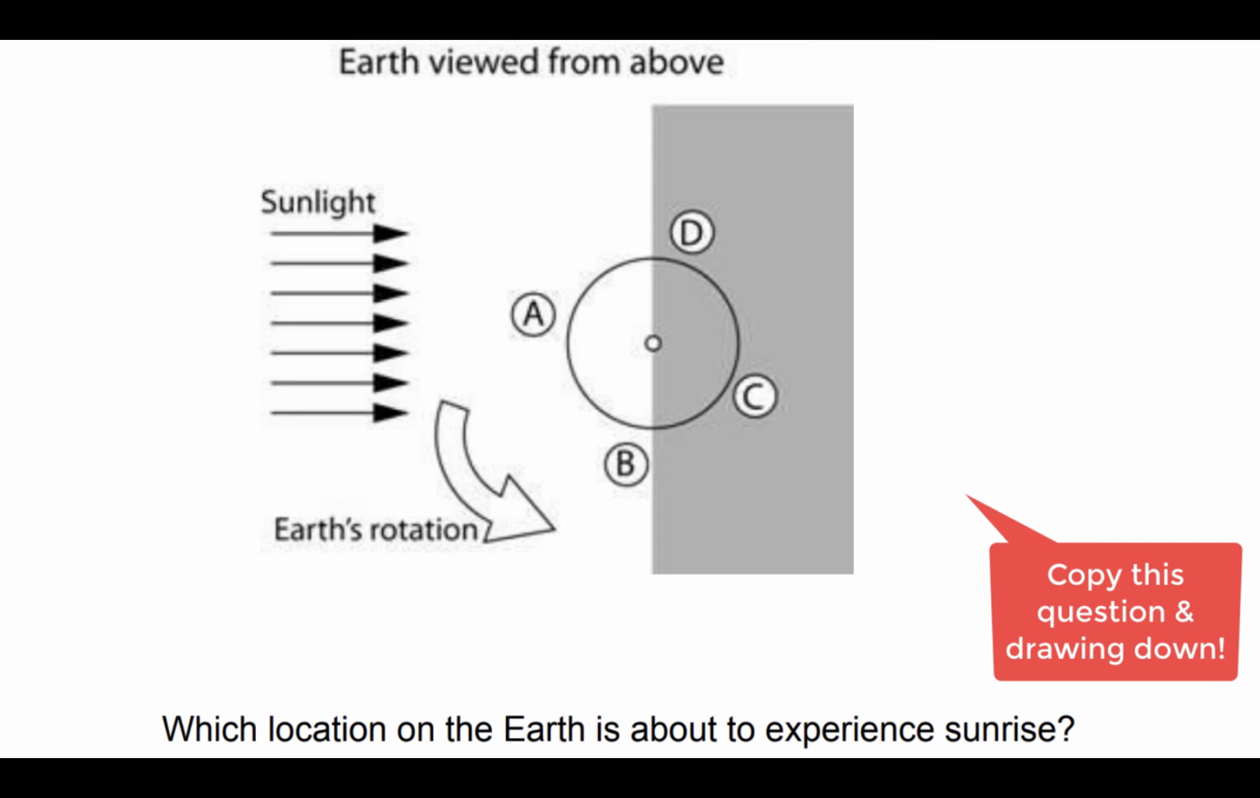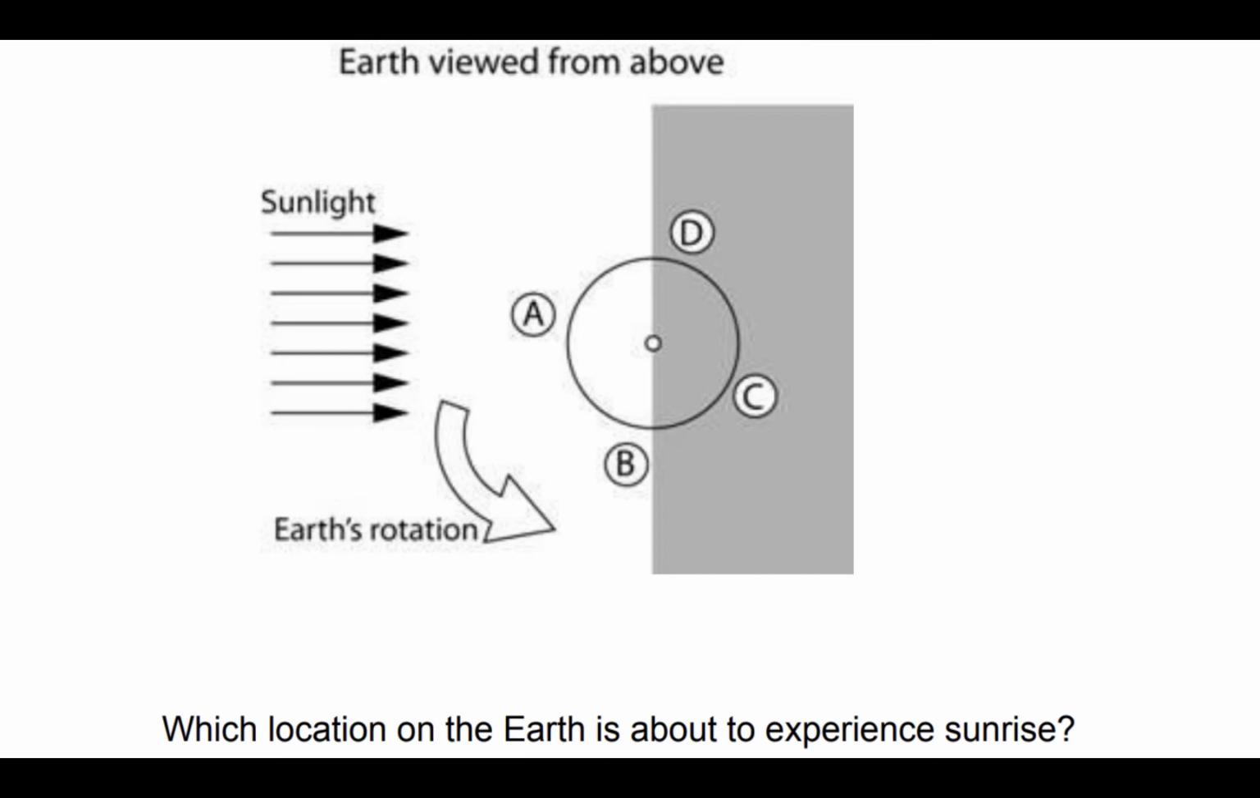Okay, let's go over it. Which location is about to experience the sunrise? So the correct answer is D, right? Because D right now is experiencing night, it's nighttime. However, very soon, since we're rotating this way, D is about to go into the sunlight. The sun is about to rise for them. They're about to see their first rays of sunlight, so they're about to have sunrise. It's very early in the morning for them.